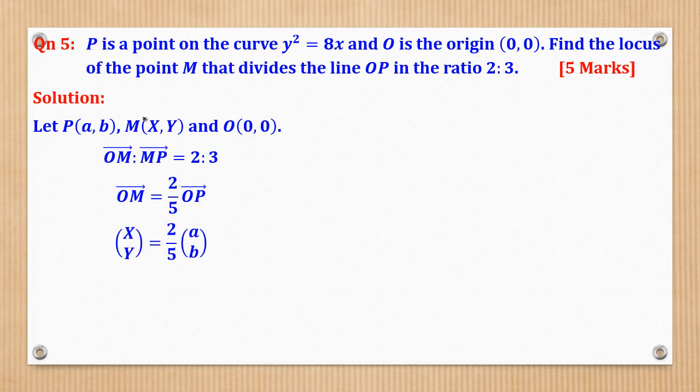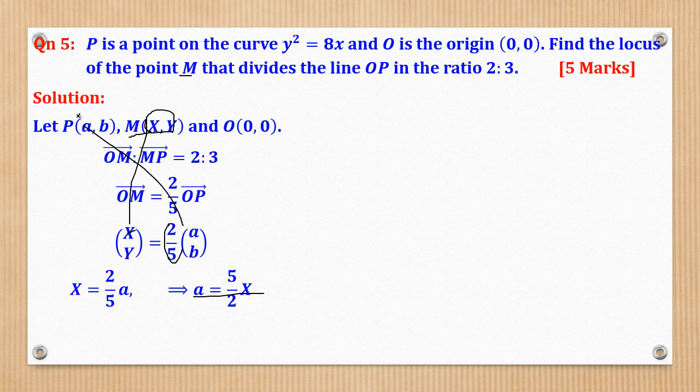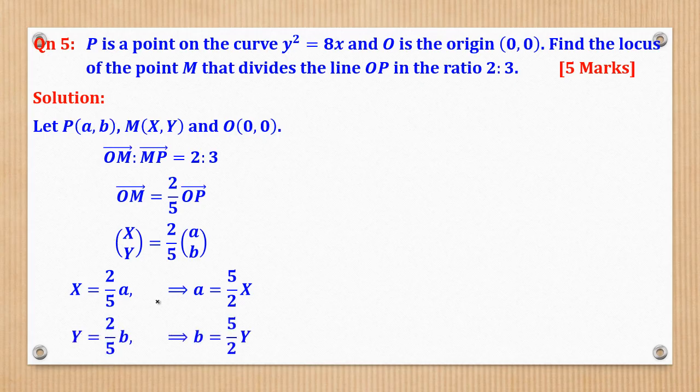Then substitute for OM and also for OP. You realize that when you make x here, x will be equal to 2 over 5 a, meaning that a is that. We are eliminating a because they want the locus of M. So it is the variables of M which should remain. That's why we are making these ones the subject so that they can be eliminated. So same applies to Y.